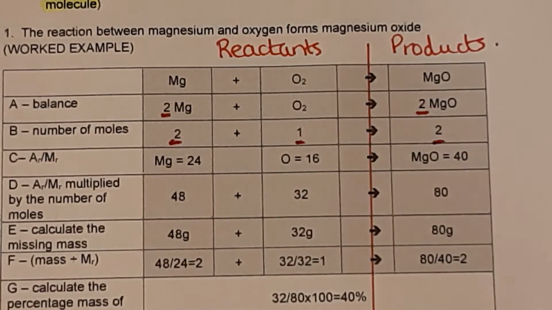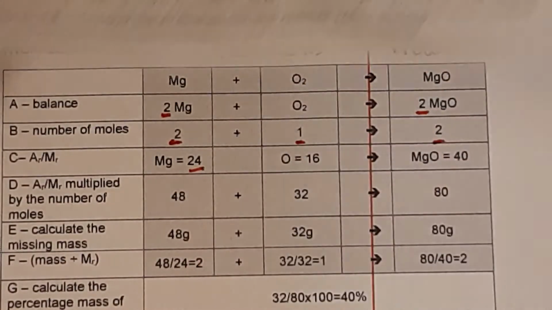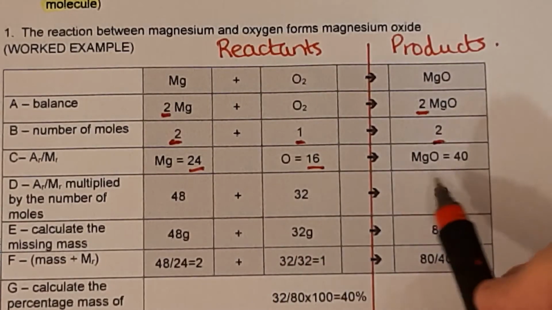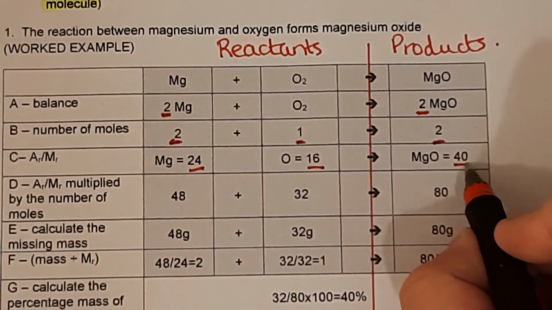So that's real simple, that one. Using our periodic table, the relative molecular mass of magnesium is 24, and they've written that here. Oxygen is 16, and they've written that here. Magnesium oxide, we need to add 24 to 16, which gives us 40.